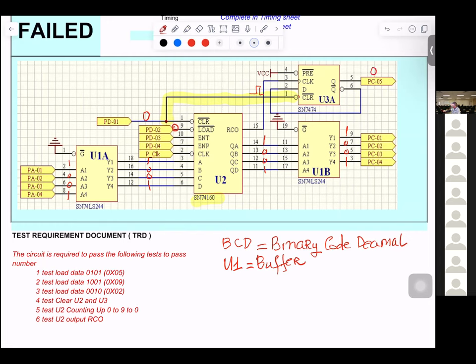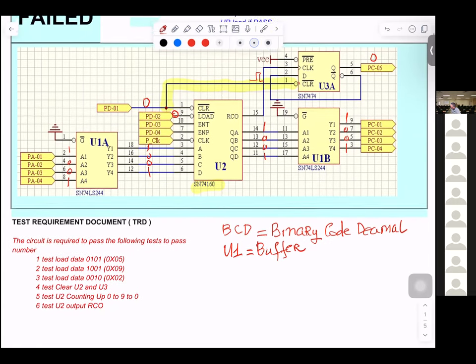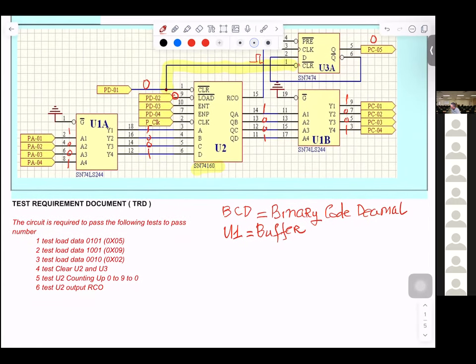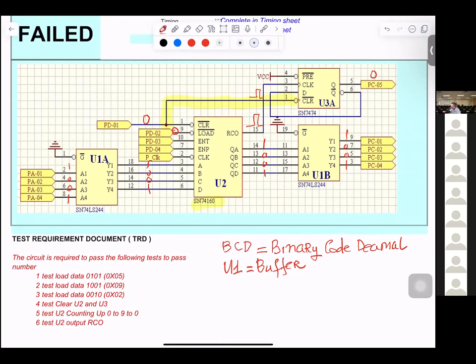Okay, so when the counter counts up to number 9, that will tell you the output on RCO here will go this way. So it looks like the clock for the D flip-flop. So this pin number 5 will toggle. That means it goes to 1. Okay? That's the general working.